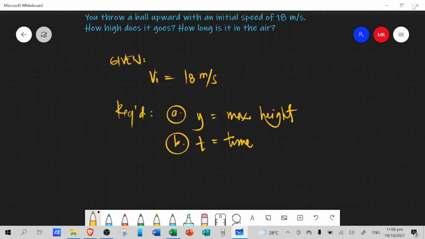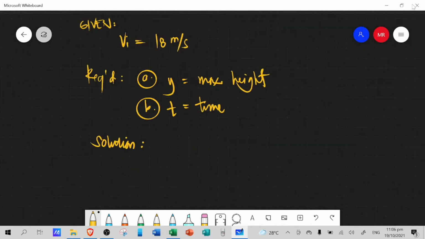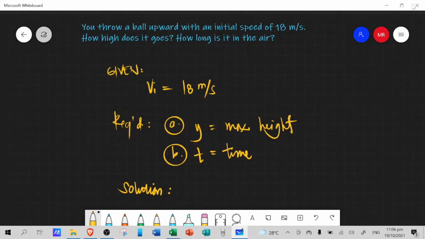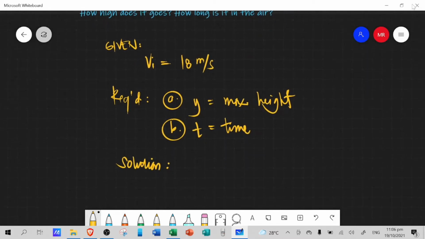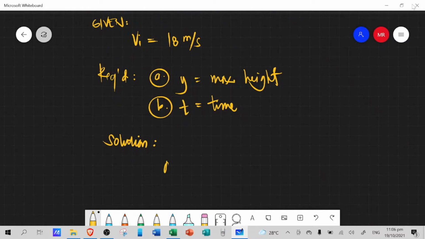So how now do we solve for this problem? The given was just the initial velocity, but we all know that after you throw the ball, it will be in free fall. So the only force acting on the ball is gravity. Therefore, the acceleration due to gravity is acting on the ball. So we have gravity, by magnitude, equal to 9.8 meters per second squared.